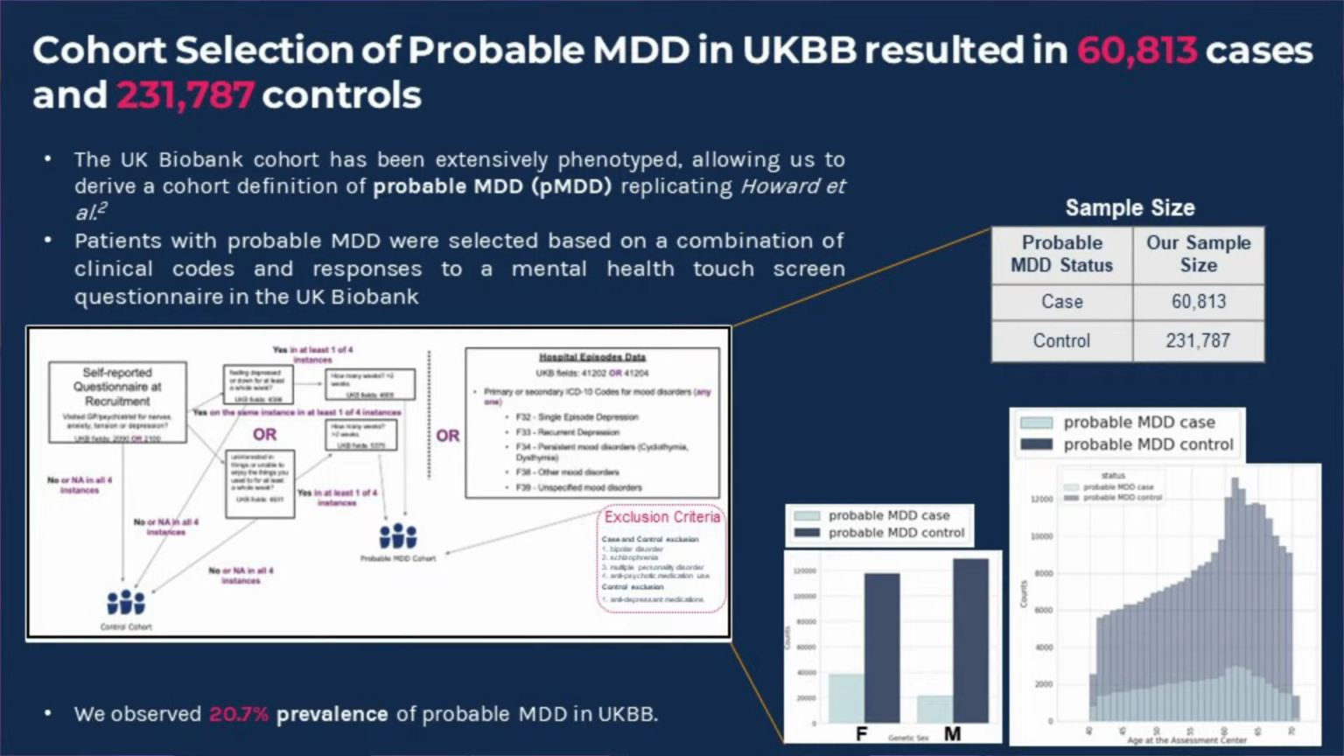All right. Next, so once I know where my data is coming from, the next thing is I wanted to know what set of patients, what are the individuals, what is my cohort. So what we've done is we've actually identified about 60,813 cases of probable MDD individuals in the UK Biobank, and about 231,787 controls or normal individuals for this analysis. And the way we've selected our cases for probable MDD is based on some selection criteria based on their responses to mental health questionnaire and their digital clinical diagnosis that's embedded within the UK Biobank.